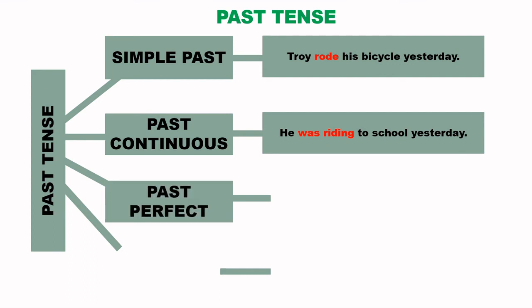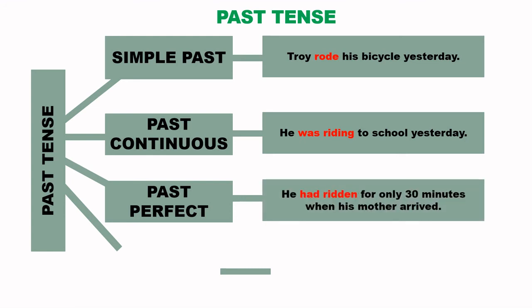Past perfect describes action that happened before other actions or before another action. For example, he had ridden for only 30 minutes when his mother arrived.